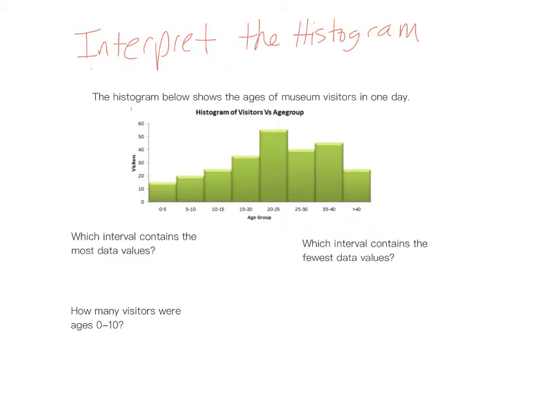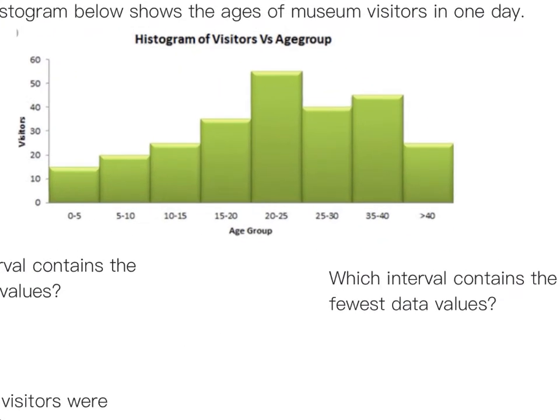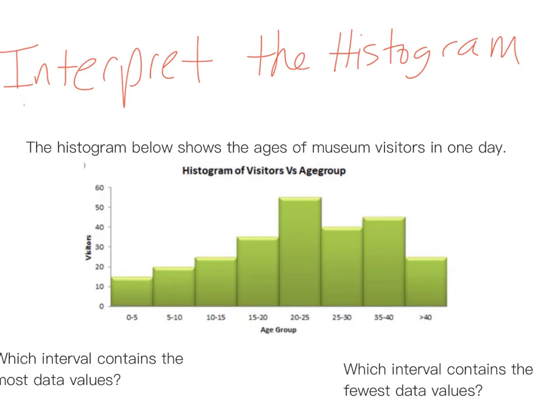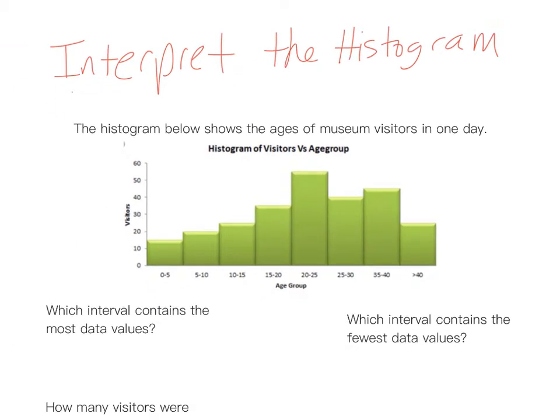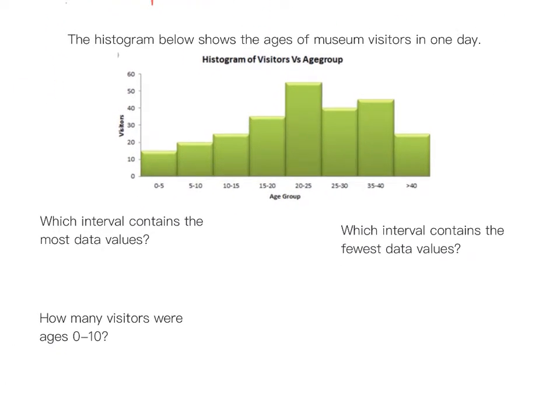So the histogram below, right here, shows the ages of museum visitors in one day, okay? So during one day, there were a bunch of people coming into the museum, and someone was at the door asking people, hey, what's your age? Trying to do maybe a study, okay? And this is what they found. Alright, so we're going to answer a couple questions based on this histogram, okay?